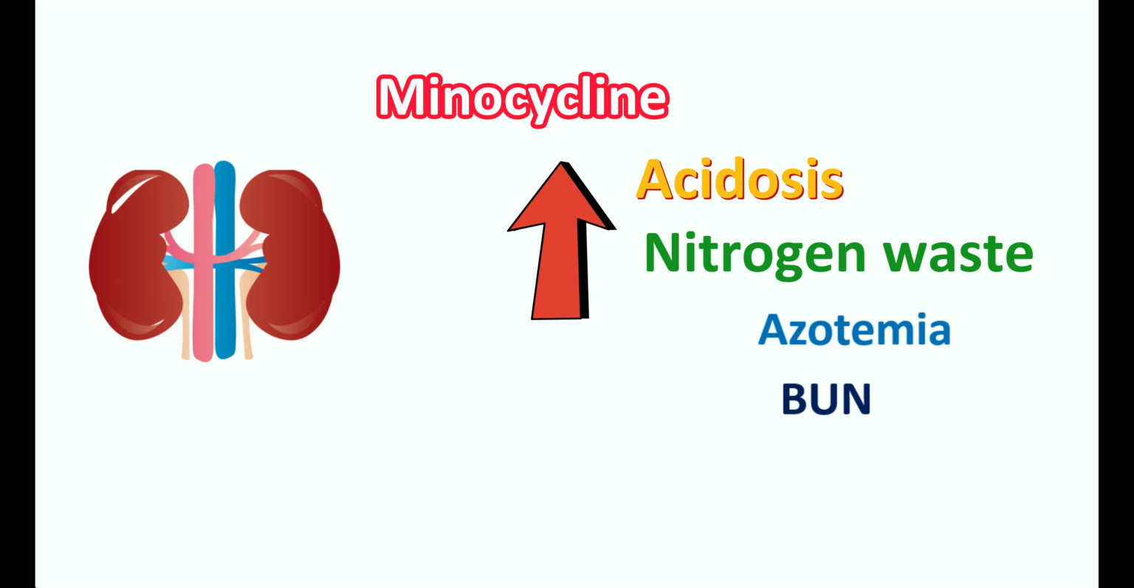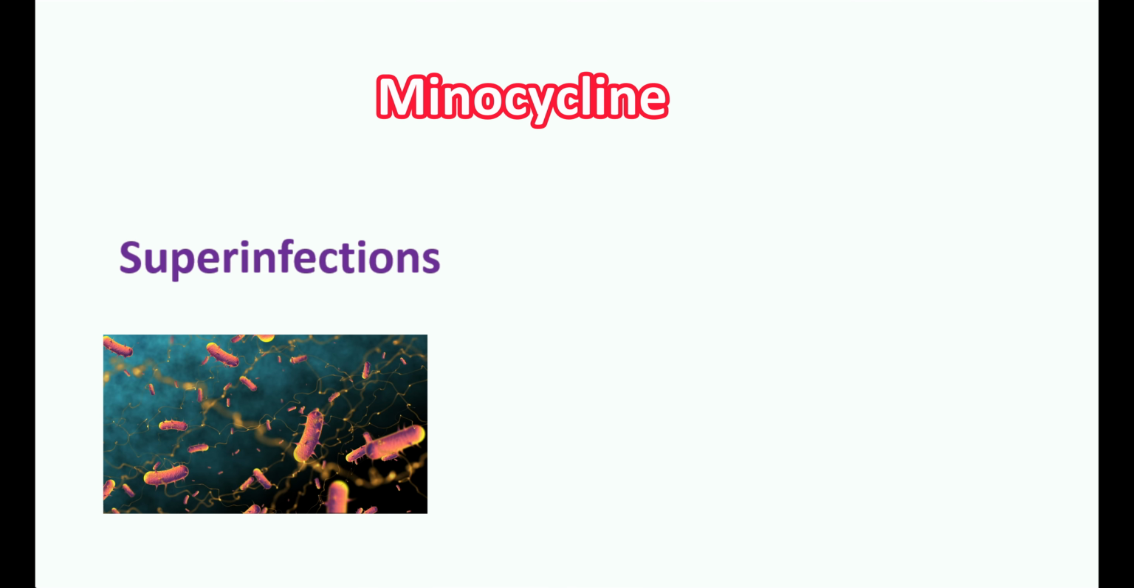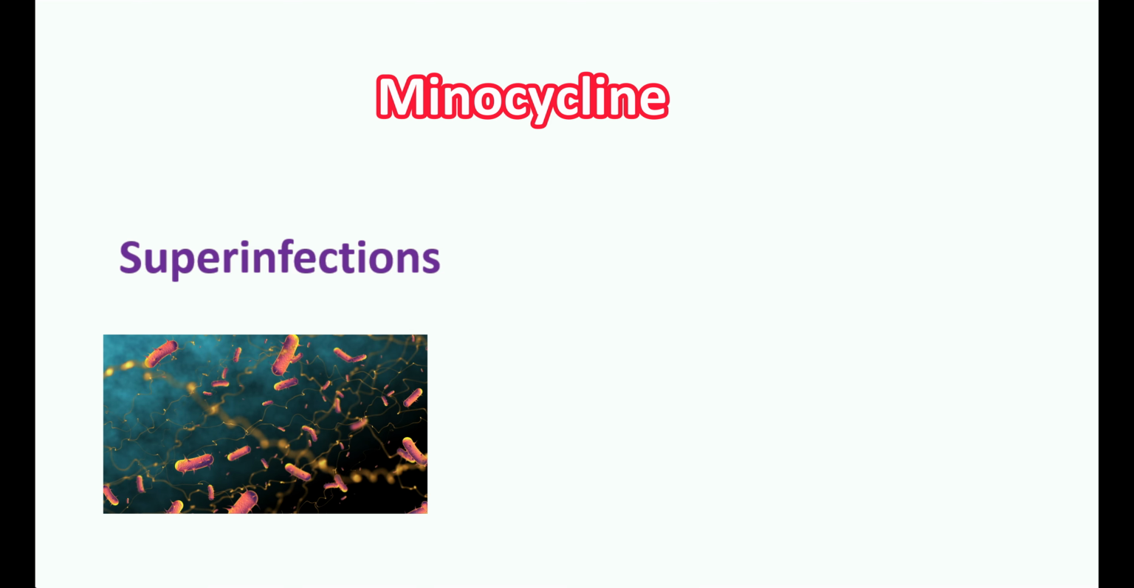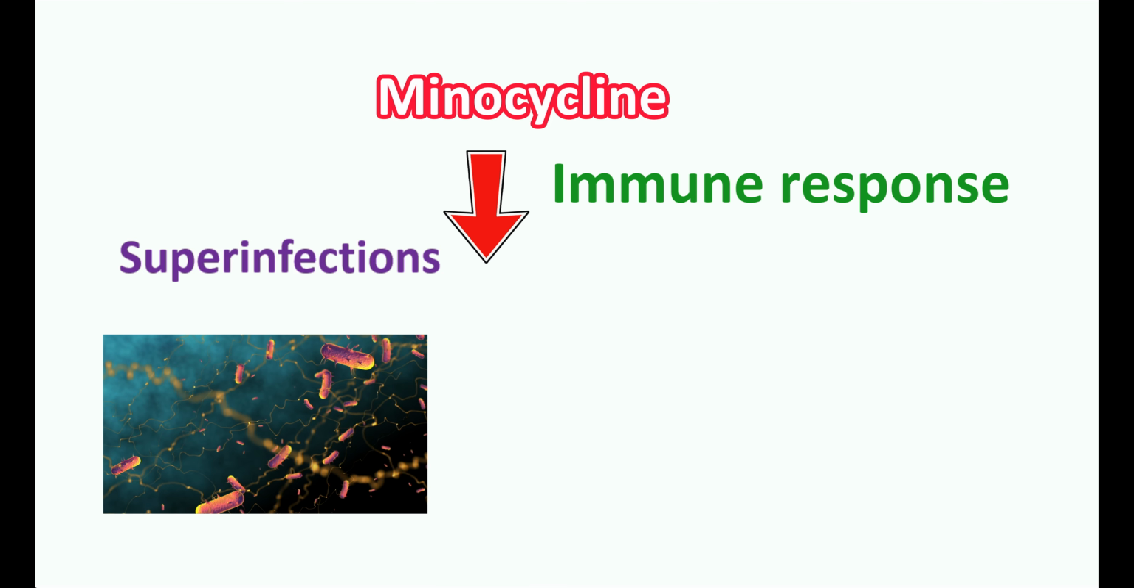Therefore, in people with any renal impairment, the dose of minocycline should be properly adjusted, and when it is used for prolonged periods, renal functionality should be closely monitored. Use of minocycline may produce superinfections. These are the infections which are developed due to increased resistance or due to a decreased immune response.